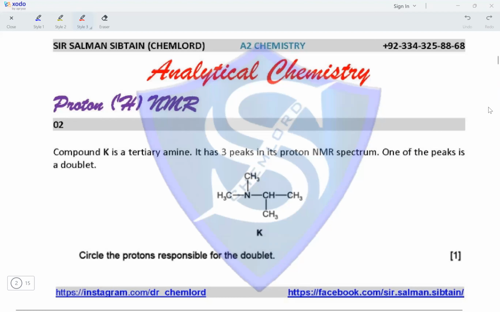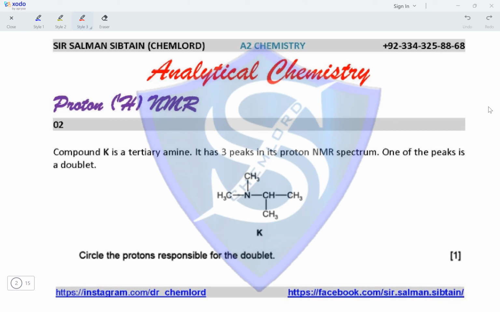Question 2. Compound K is a tertiary amine. It has three peaks in its proton NMR spectrum. One of the peaks is a doublet. Circle the protons responsible for the doublet. So if a peak is a doublet, it means that it has only a single proton or a single hydrogen atom in its adjacent environment.